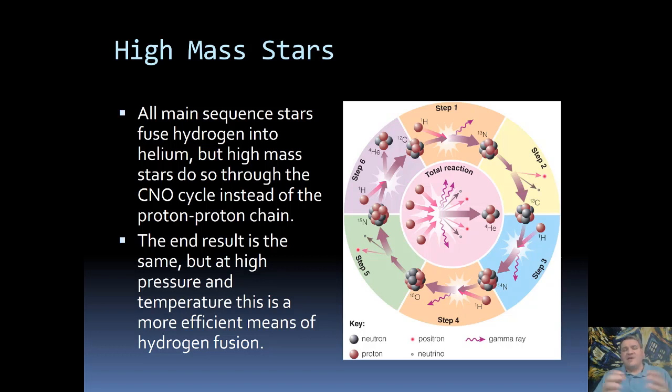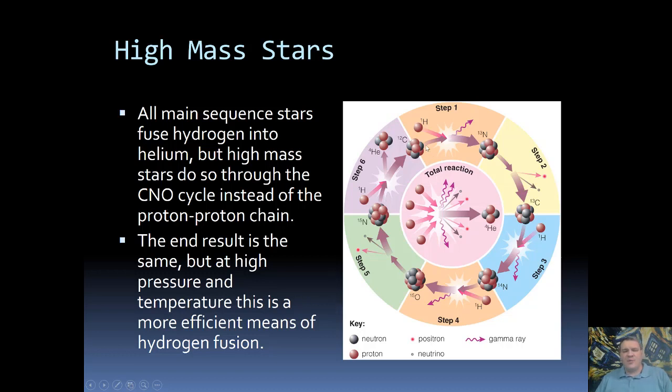All main sequence stars, high mass or low mass, when they are on the main sequence, are in the process of hydrogen fusion in their core. However, the type of hydrogen fusion in the core of a high mass star is different than that for a low mass star. Low mass stars, like our Sun, go through the proton-proton chain, which we've talked about previously. A high mass star goes through what is known as the CNO cycle.